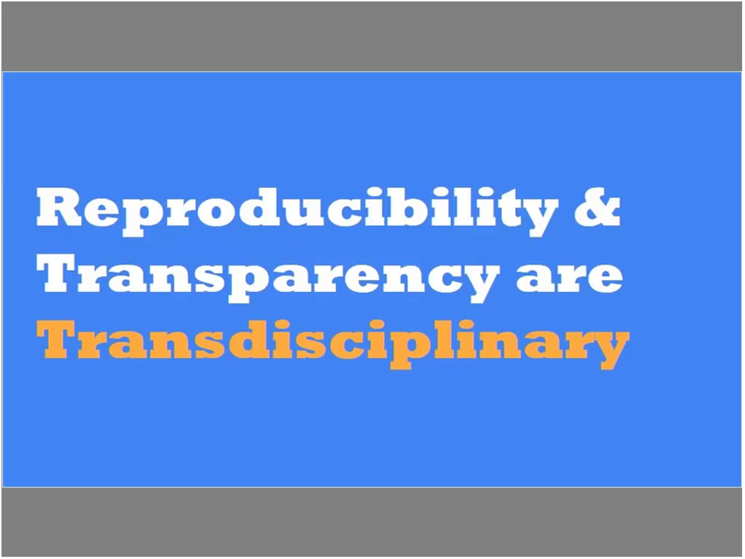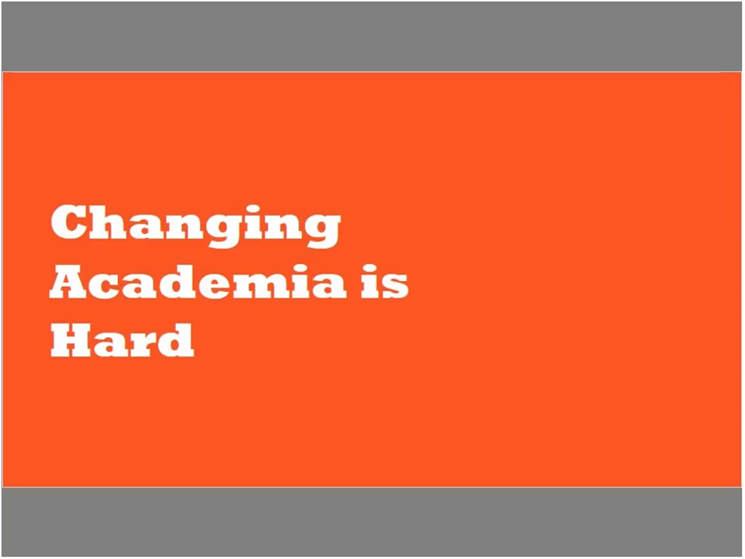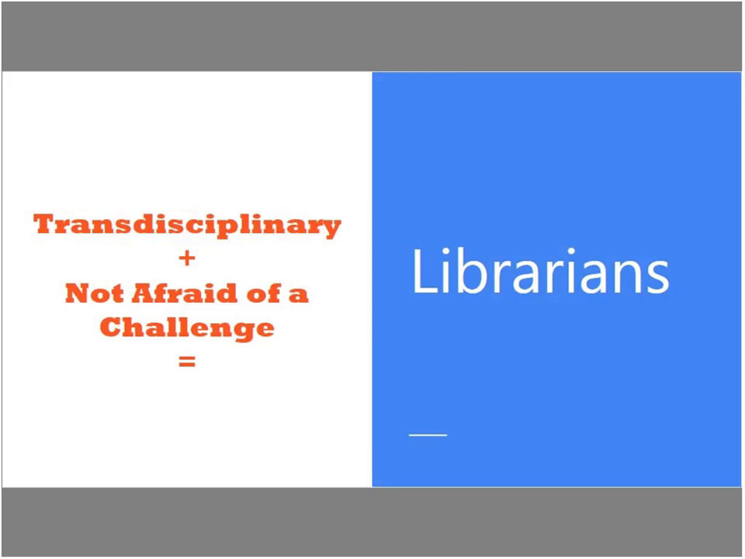Research and transparency are transdisciplinary. They're not limited to a single discipline. They span all disciplines, these issues. And second, of course, many people can create personal change, but really the whole academic system of scholarly communication, of incentive and reward, really helped contribute to creating this problem. And as we know, changing academia one person at a time is hard, if not impossible. So that's where we come in. Librarians, our expertise is transdisciplinary, and we're not afraid of a challenge.